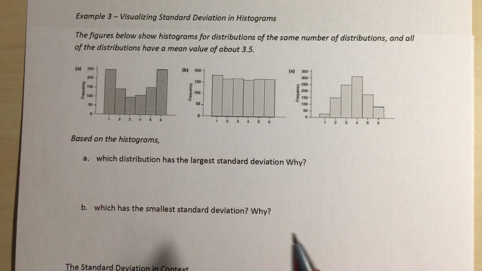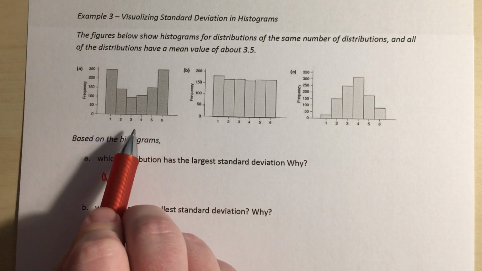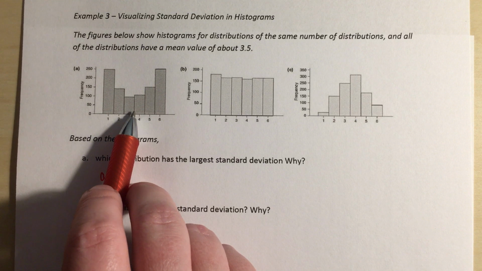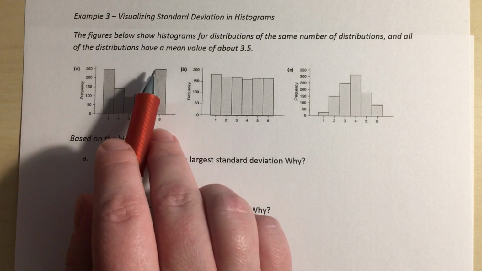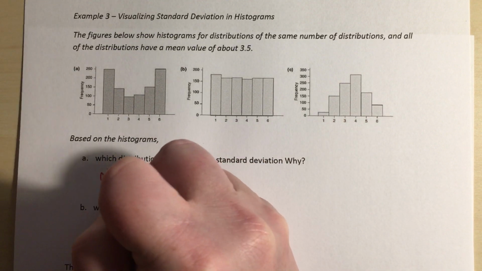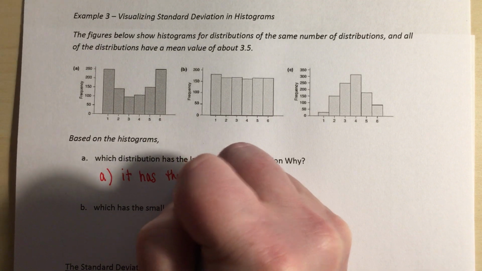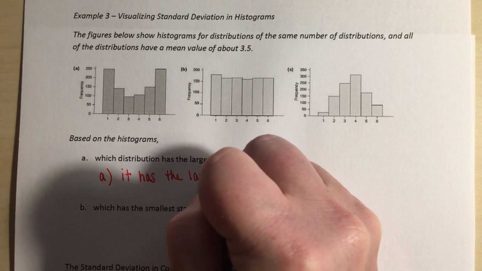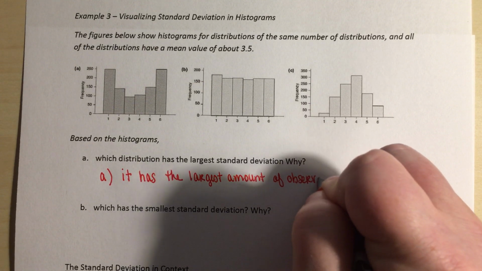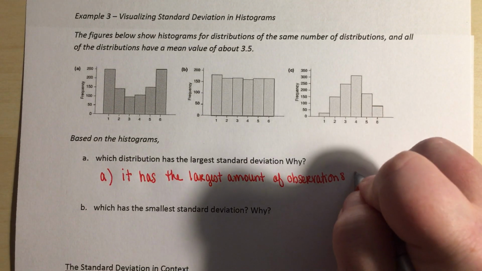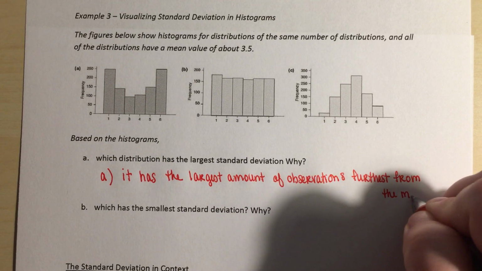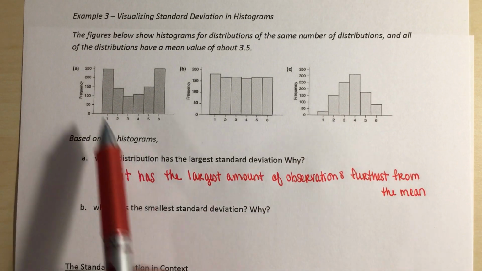Right, so the one with the largest standard deviation is going to be image A. Right, and that's because if we look at our mean, we have low frequencies next to our mean. Right, so we don't have a lot of data values at the mean. We have a lot of data values at our extremes over here. Right, so we're going to say A has our largest standard deviation because it has the largest amount of observations furthest from the mean. Right. So our data is spread out. We have high frequencies far away from our mean.